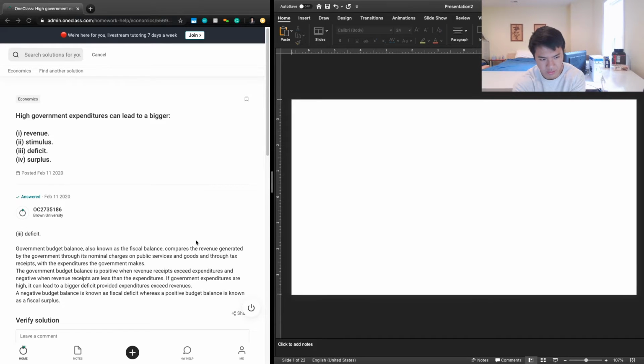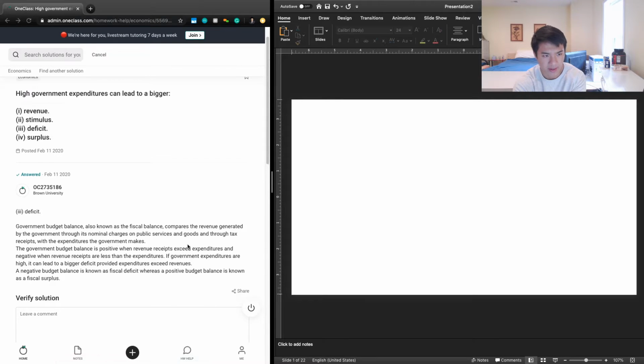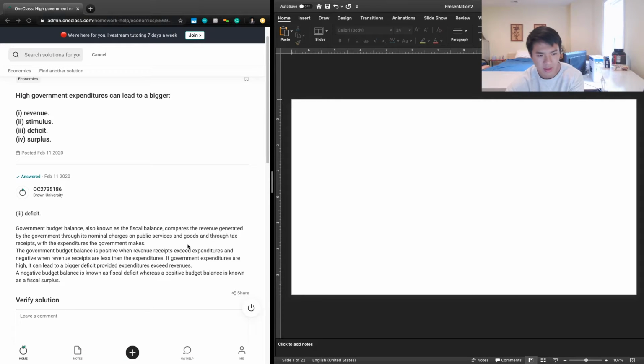So let's take a look at the answer provided by the previous tutor. They say deficit, which is good. They say government budget balance, also known as the fiscal balance, compares the revenue generated by the government through its nominal charges on public services and goods and through tax receipts, to the expenditures that the government makes. Exactly, so far so good. Government budget balance is positive when revenue receipts exceed expenditures, and negative when revenue receipts are less than expenditures. If government expenditures are high, it can lead to a bigger deficit provided expenditures exceed revenues.